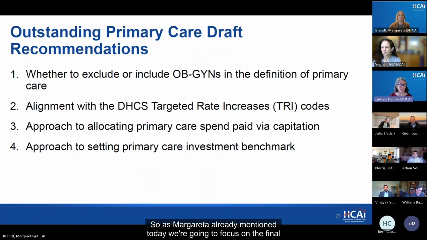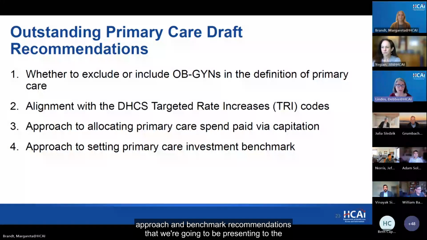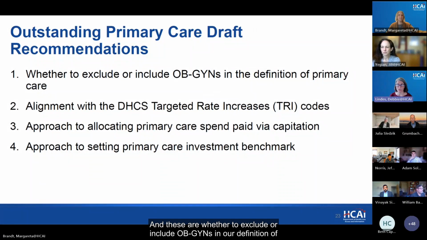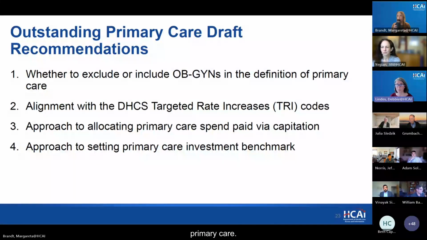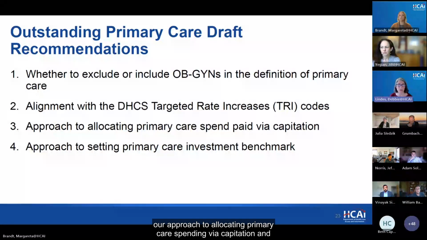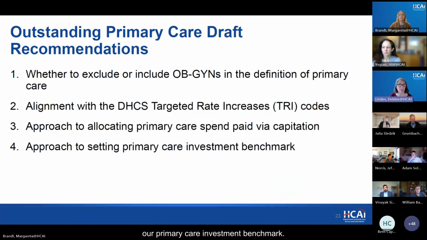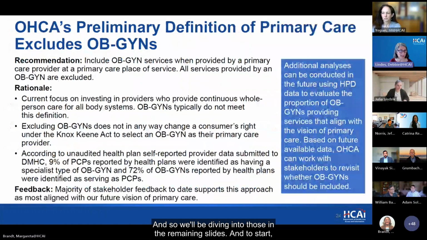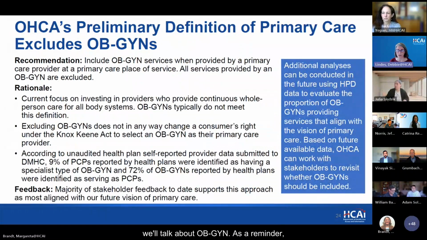So, as Margaret already mentioned, today we're going to focus on the final outstanding decisions leading up to our primary care spending measurement approach and benchmark recommendations that we're going to be presenting to the board next week. And these are whether to exclude or include OBGYNs in our definition of primary care, aligning our OHCA code set to the DHCS targeted rate increase codes, our approach to allocating primary care spending via capitation, and our primary care investment benchmark. We'll be diving into those in the remaining slides. And to start, we'll talk about OBGYN.